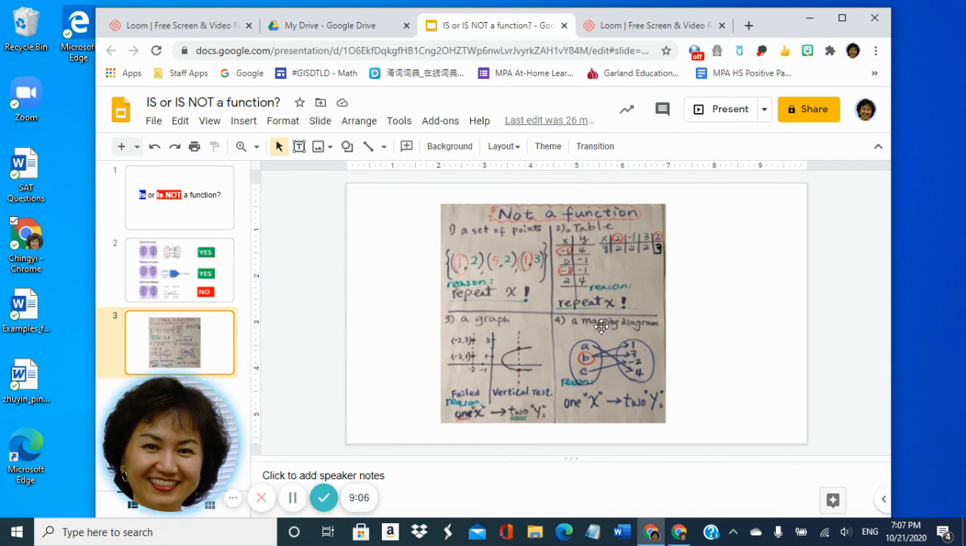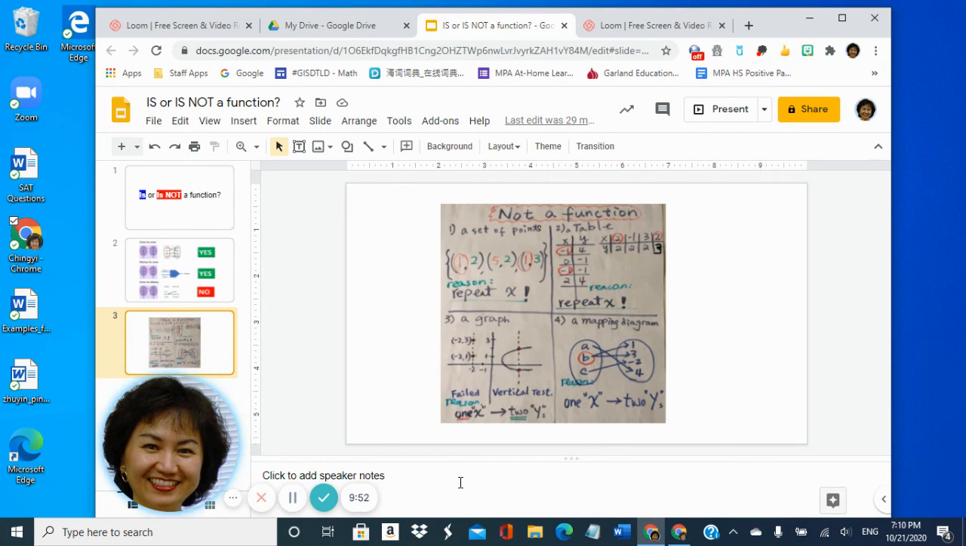Now look at the last example. This is a mapping diagram. Very obviously, you can see this B is mapped to 1 and mapped to 3 at the same time. We know one-to-many is not a function. So this is not a function.